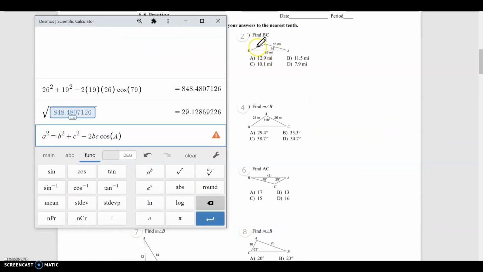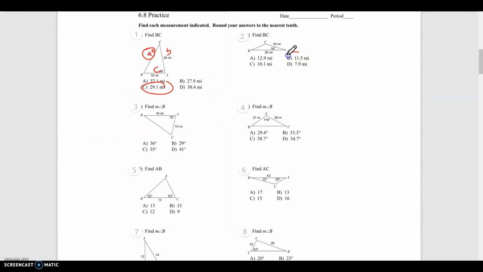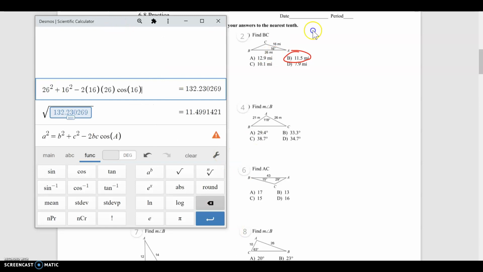If you look at the second one, it's basically the same problem. You're being asked to find BC, and you're using 16 again, so all I'm going to do is replace the value. So I have 16 and 26. Since there was a 16 already, I'll just keep it there. So this is 2 times 16 times 26 times cosine of 16. That'll be 132. Square root of that is 11.49. So therefore my answer is B. So again, if you have two sides and an angle inside, that's going to be law of cosines.